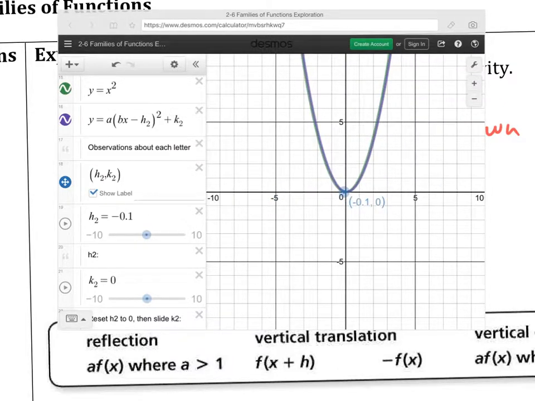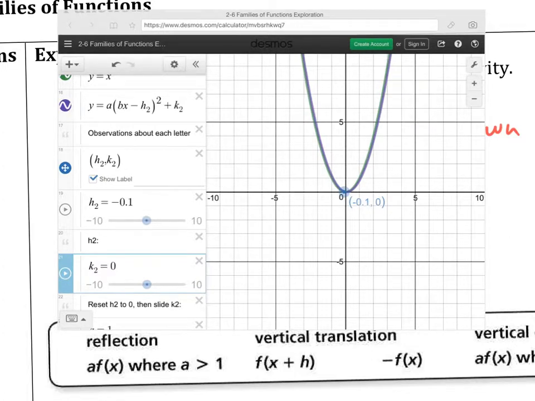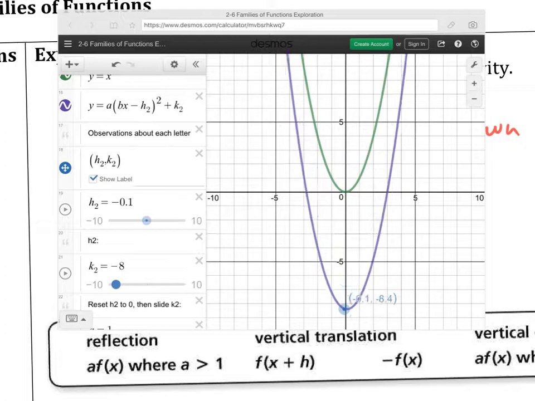Now, what happens with the k? If I were to adjust the k, which is adding to the outside, notice as I add more, the whole function just moves up. And as I subtract, the function moves down.